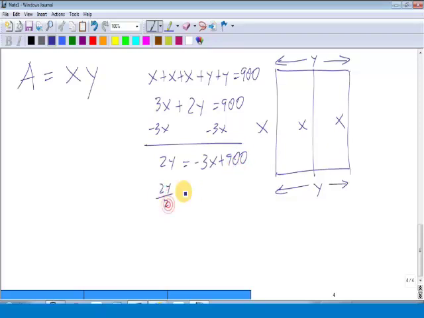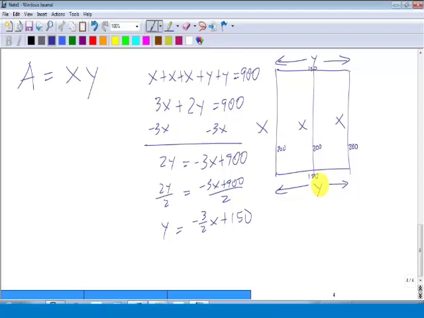And if we divide both sides by 2, y equals negative 3 halves x plus 450. See if that makes sense. If x equals 200, does that mean y has to equal 150?